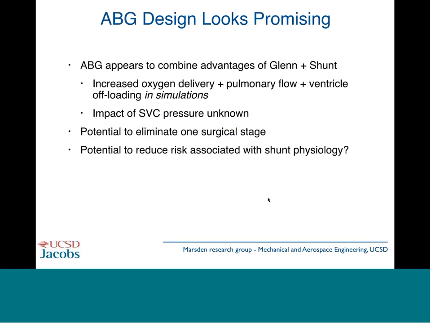So our ABG design, speaking cautiously, looks promising. It appears to combine the advantages of both the Glenn and the shunt circulations by increasing oxygen delivery, pulmonary flow, and ventricle offloading. The impact of the increase in SVC pressure remains unknown, and that's a topic of further study. We feel that there's potential to eliminate one surgical stage and potential to reduce the risk associated with this extremely challenging shunt physiology.